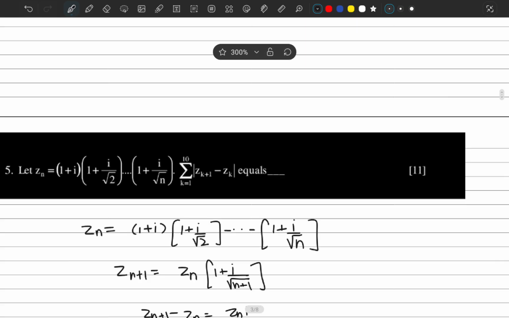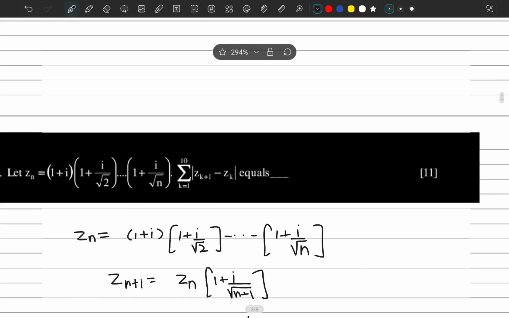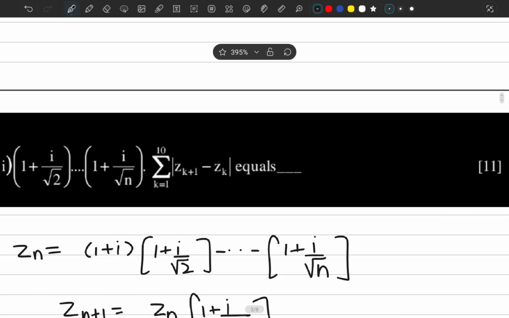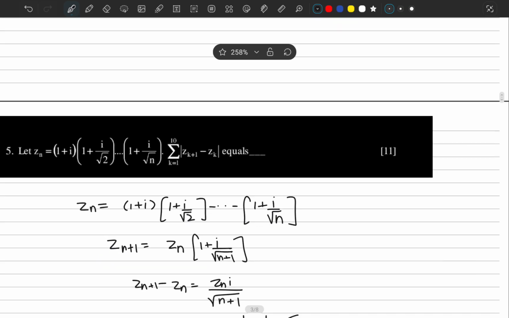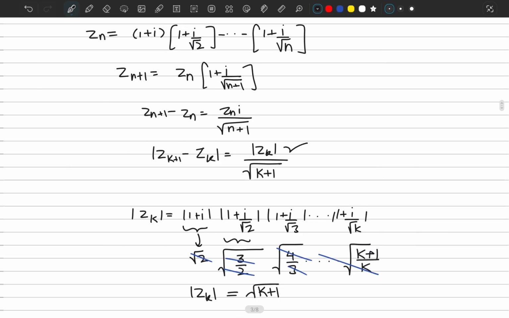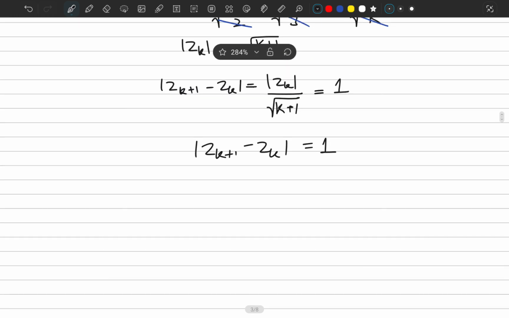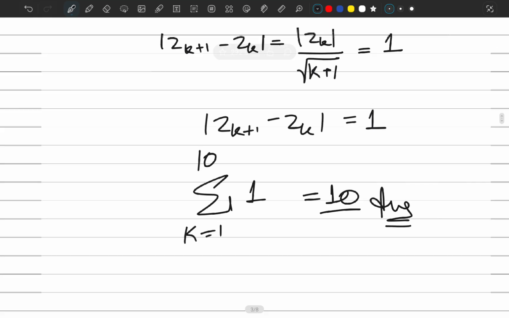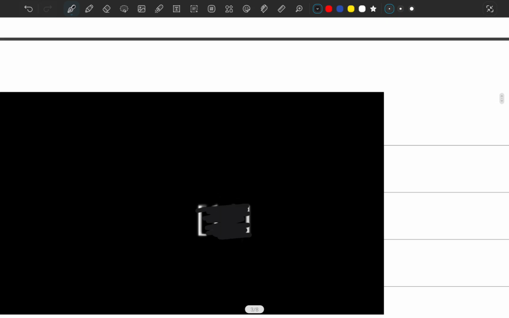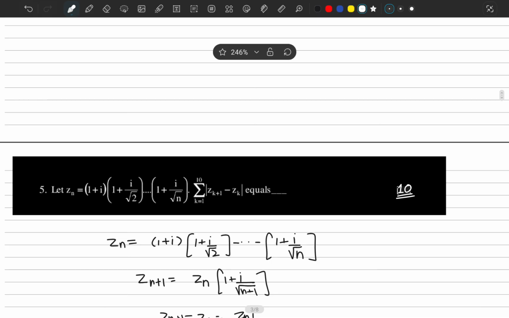Now the problem here is the answer given is 11, but the answer here will be, so summation k from 1 to 10, this will be 10. So according to me, the answer to this problem should not be 11, it should be 10, right? But according to the author, it is coming 11. I don't know how, right?